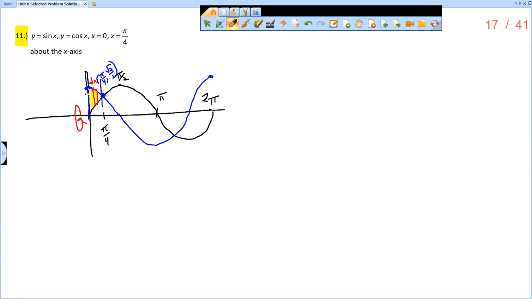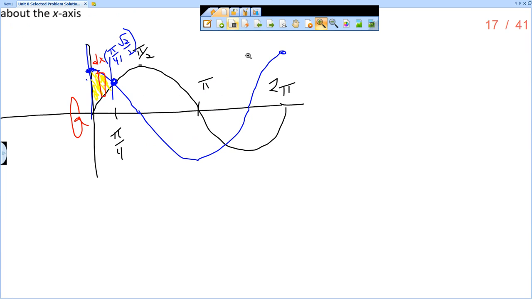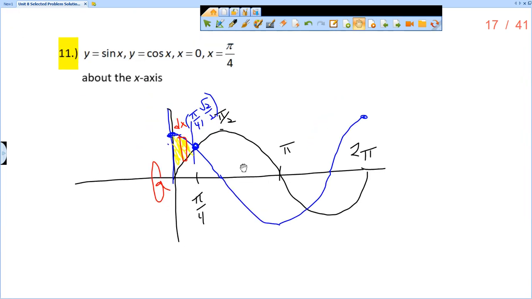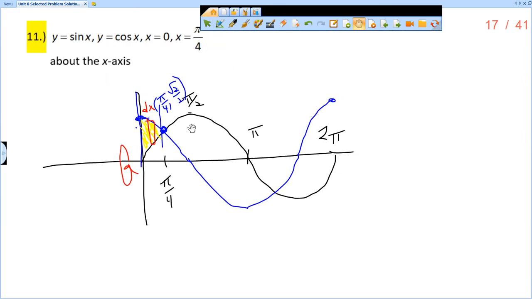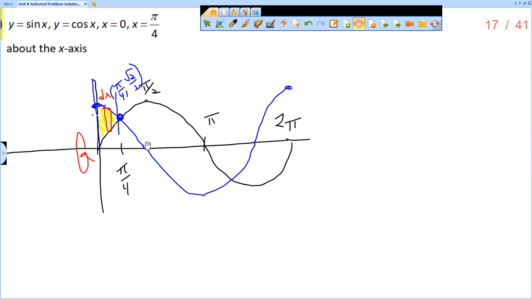Now, I'm going to zoom in on that just so we can look at it a little bit more clearly. All right, and so we zoom in here, we realize that we're just looking at that region here. All right, and so we have the upper boundary, which is the cosine, the lower boundary, which is the sine, and the axis of rotation, which is y equals 0, right? And so now we want to set up our disk or our washer method, right?